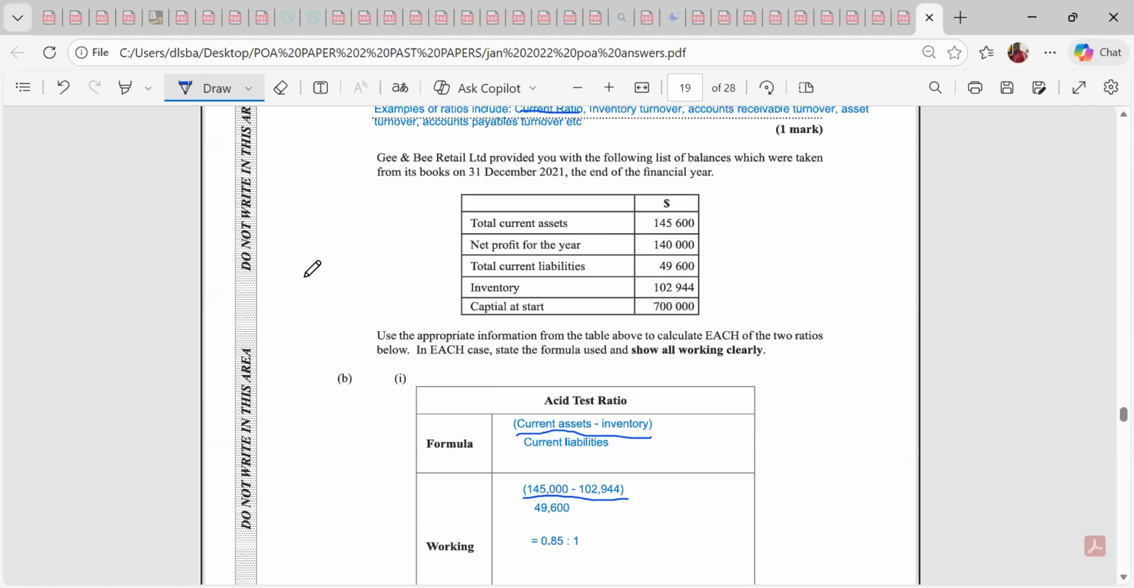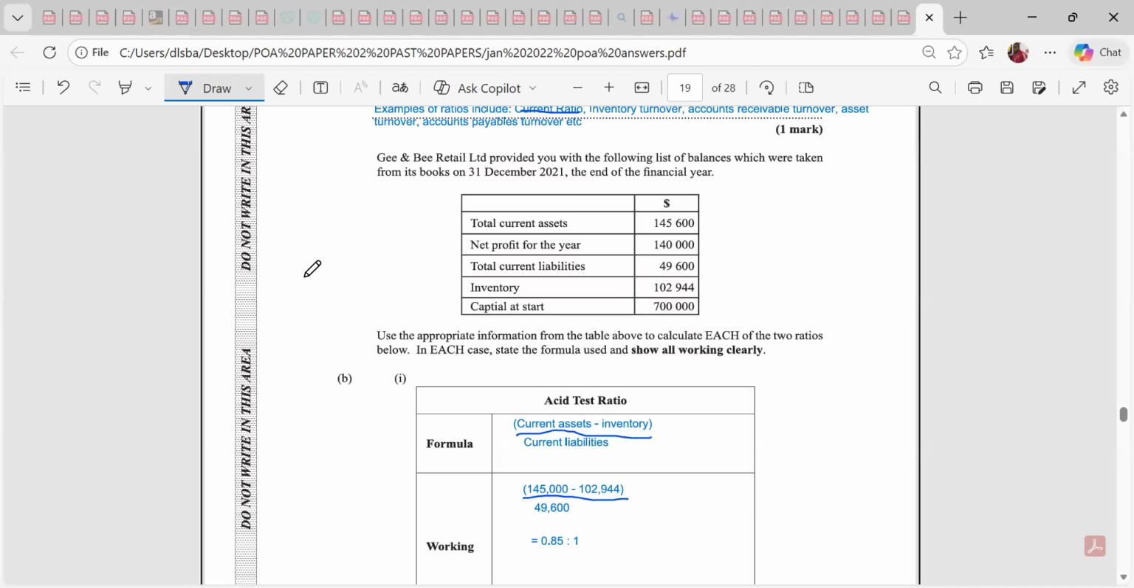Acid test ratio. The formula for the acid test ratio is total current assets minus inventory divided by your current liabilities. So in this case, it would be 145,600 minus the inventory, 102,944, divided by your current liabilities.